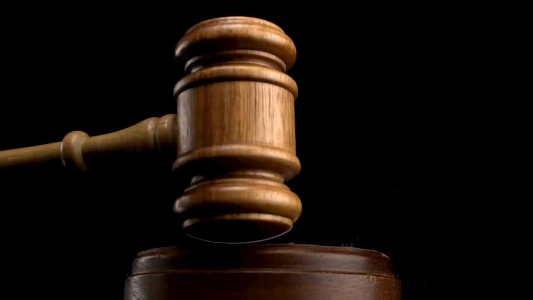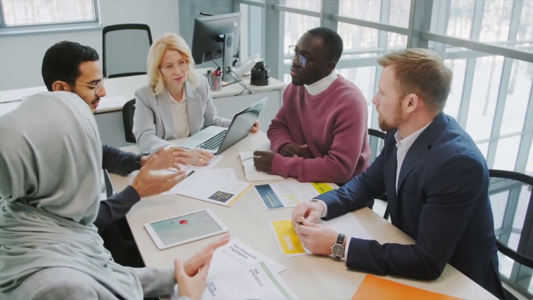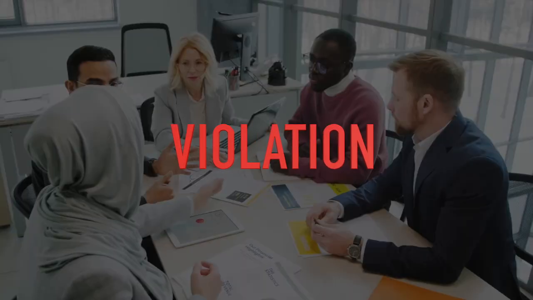Key takeaways from the case. Number 1, job-relatedness standard. Employers must prove that any practice causing a disparate impact is directly related to job performance and necessary for business operations. If an employer cannot justify the practice as necessary, it violates Title VII.